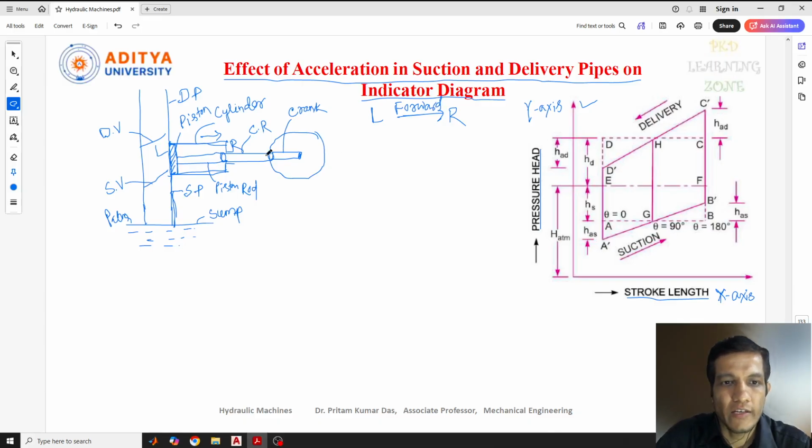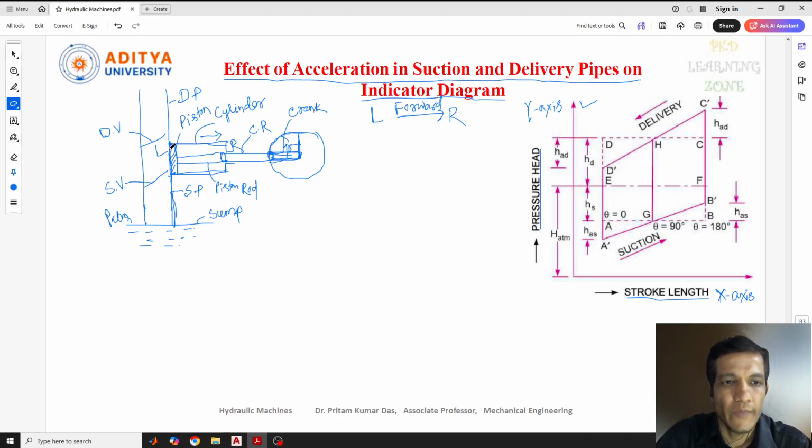In the forward direction, how does the crank work? The crank is connected to a motor. Once you switch on the motor, the crank starts rotating. It will move like this. So this is the first step. Then the crank will move to here, up to 90 degrees. So when the crank moves from this point to this point, it covers 90 degrees.